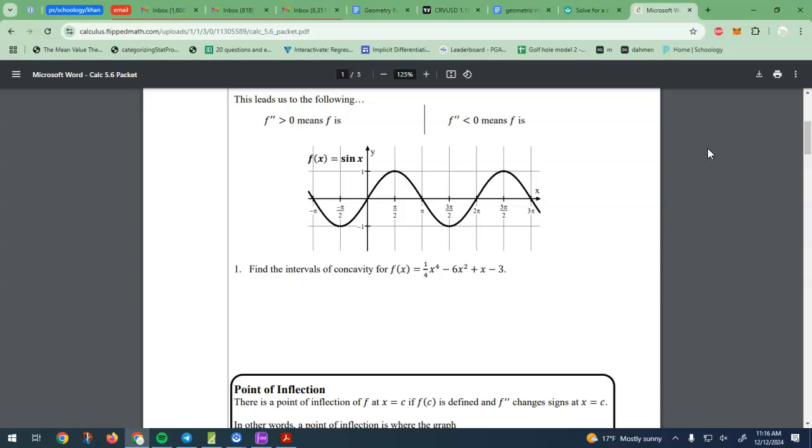Okay, this one's concave down. Why? What's true about the second derivative? It's negative. And what's true about the derivative? It's decreasing. So what we get, there's another thing right there, what's called a point of inflection. That is a concavity switch.